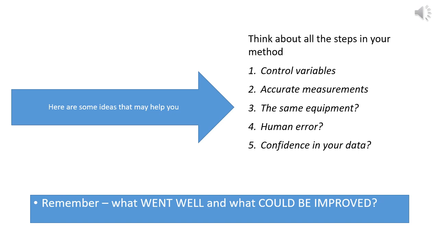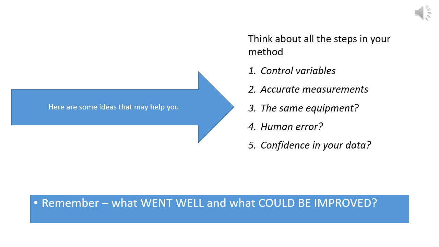Some other ideas that may help you are here down the side. Think about things like the control variables. Were all the variables controlled, or were there some that were not? Were the measurements accurate? Was the same equipment used? Was there any human error? I was the one doing the experiment. Did I do anything wrong? And do you have confidence in the results that I got at the end? Why or why not?